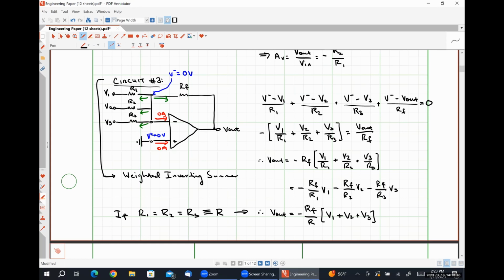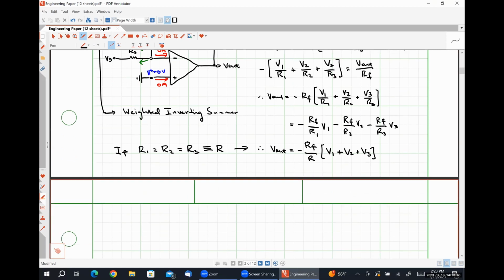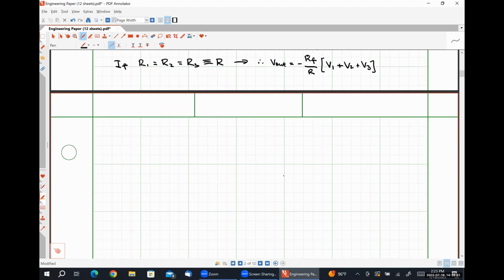Okay. So the next one that we're going to look at is going to give us subtraction of signals. Okay. So starting with our op-amp here. Inverting input, non-inverting input, and output.